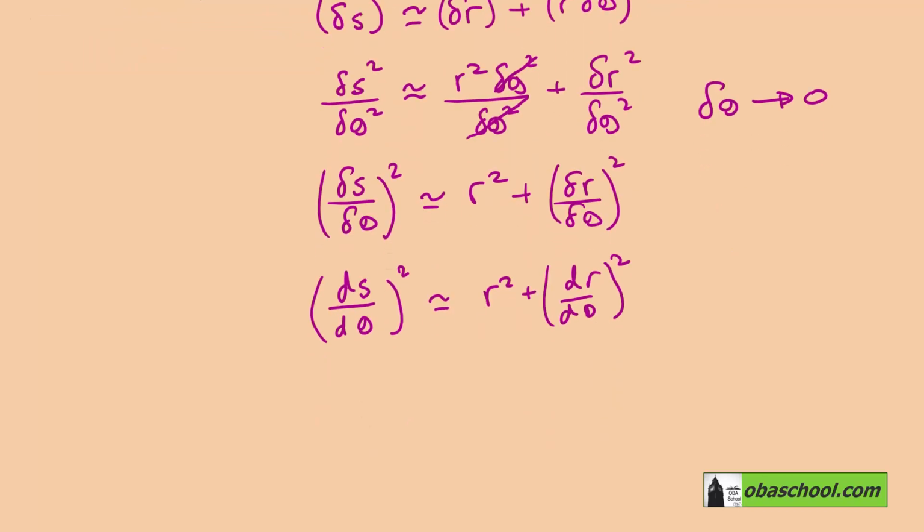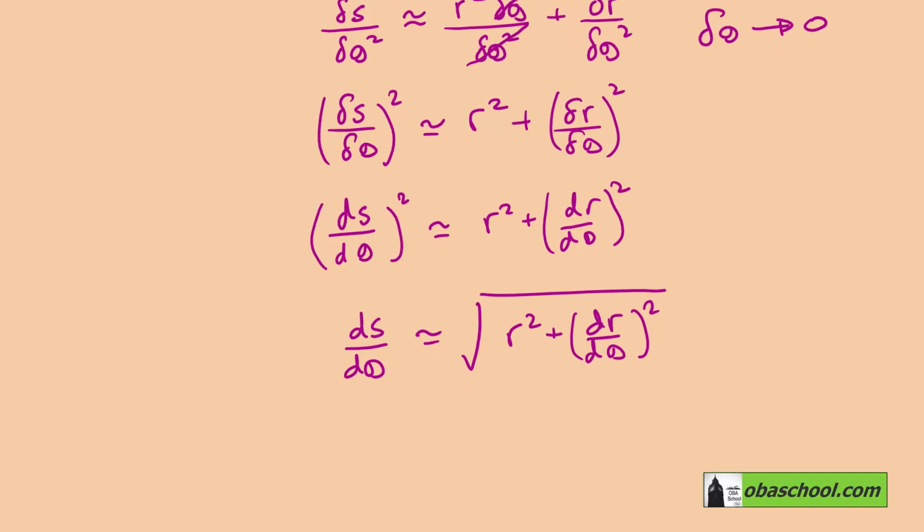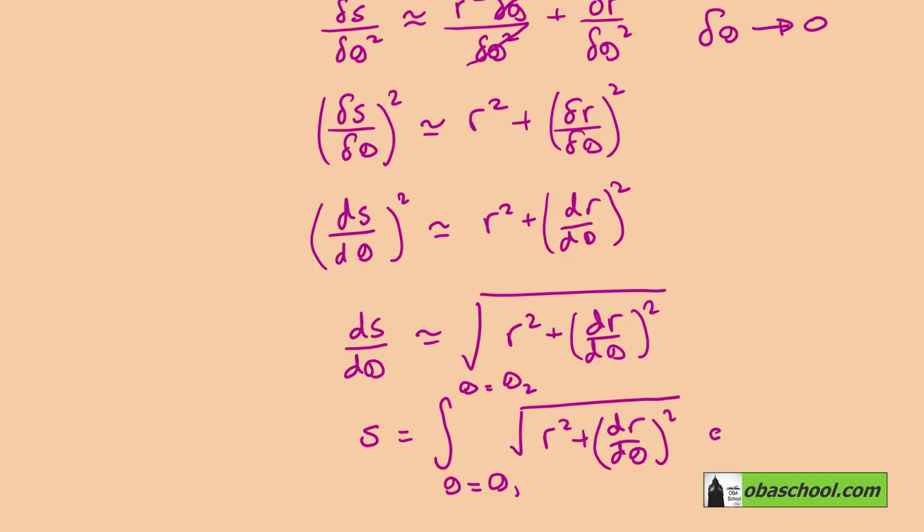And therefore, ds d theta is approximately the square root of r squared plus dr d theta squared. Which leads us to the arc length formula that s is equal to the integral from theta equals θ1 to theta equals θ2 of the square root of r squared plus dr d theta squared, d theta.